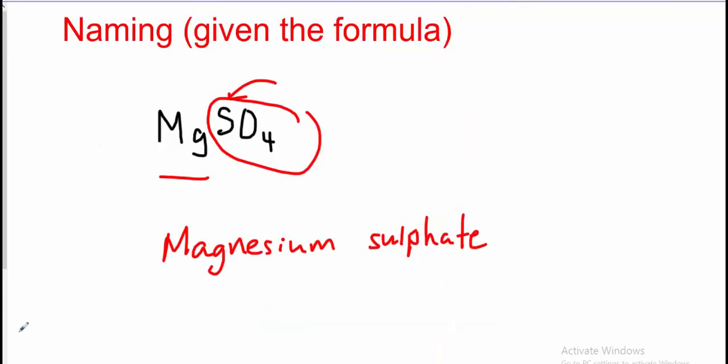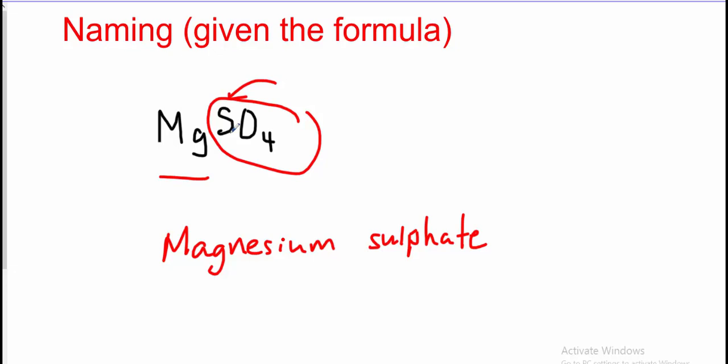So naming, not too hard when we have polyatomic ions. The trick is just recognizing that you have them and then looking them up on your chart. I see a lot of students trying to name this magnesium sulfur oxide, and that would be incorrect. We are not expected to know how to name the polyatomic ions, so please don't try. Do have your chart handy and highlight it if that helps you, and do get used to using your chart to look up those polyatomic ions.